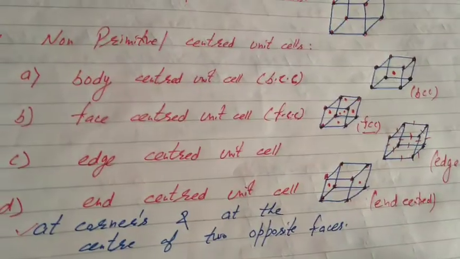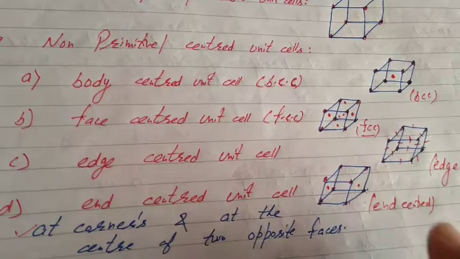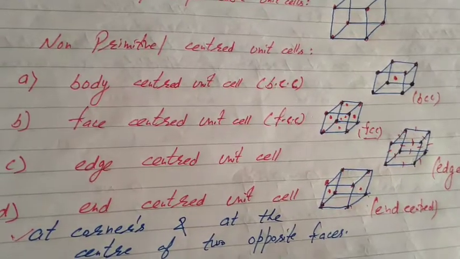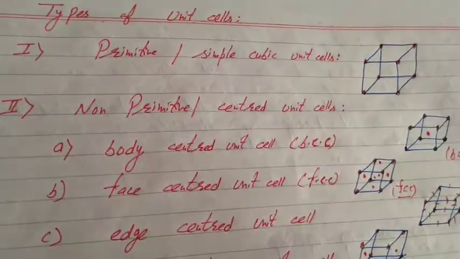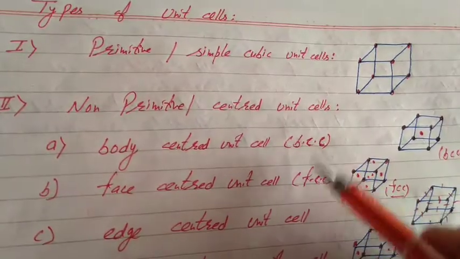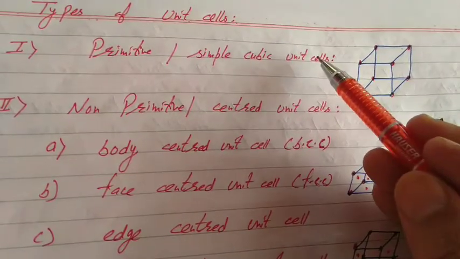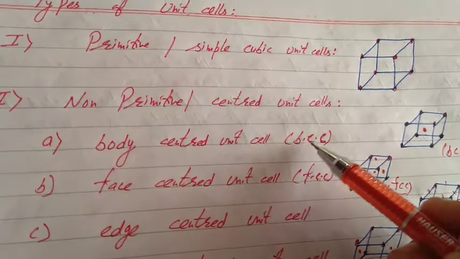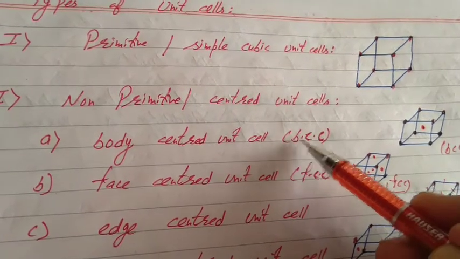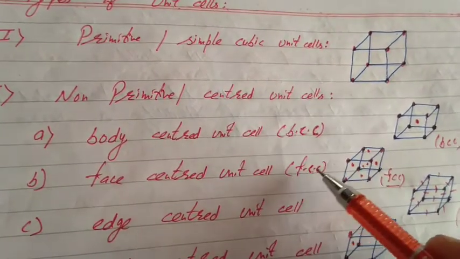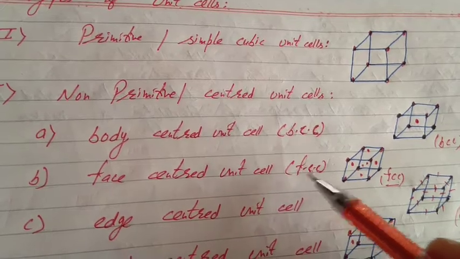These all are non-primitive, that is centered unit cells: constituent particles at corners plus some other positions. The main are simple cubic, BCC and FCC. Simple cubic contains particles only at corners. BCC, particles at corners plus 1 at body center. FCC, constituent particles at corners plus 1 at face center.